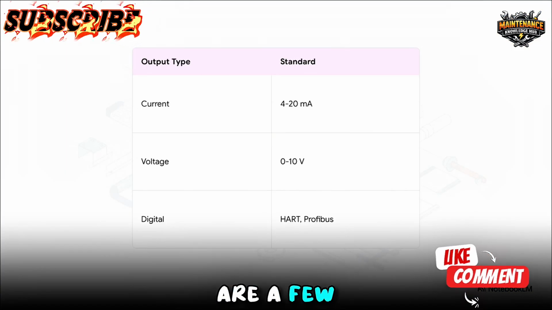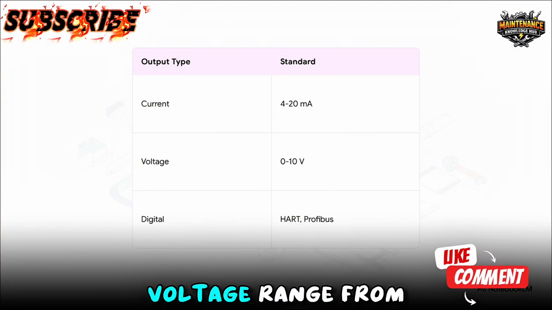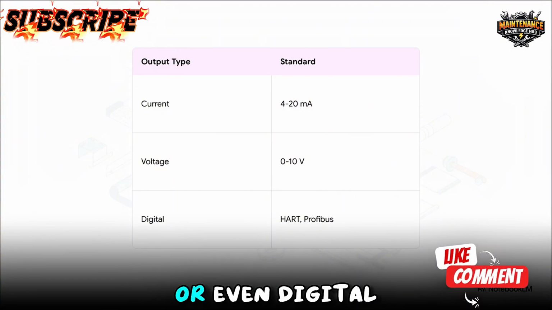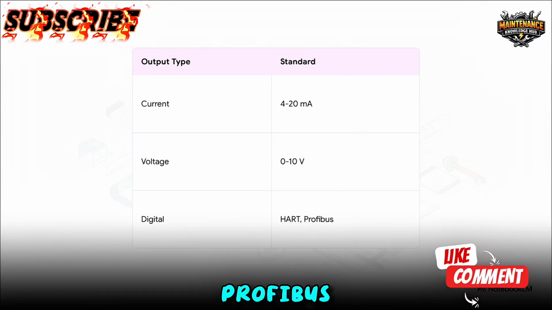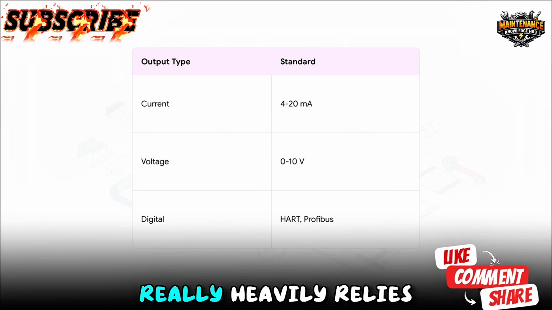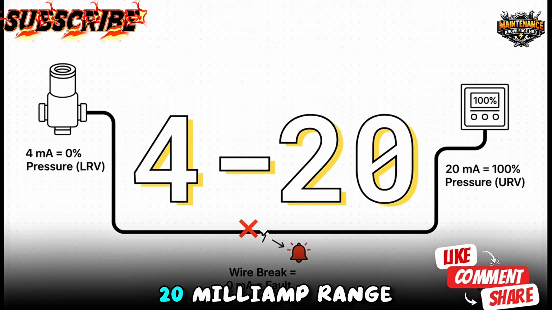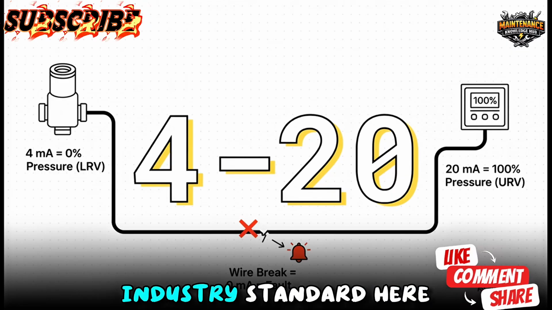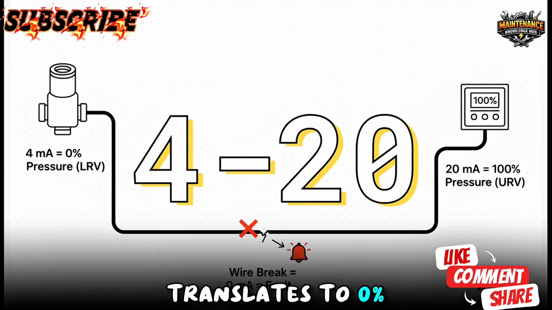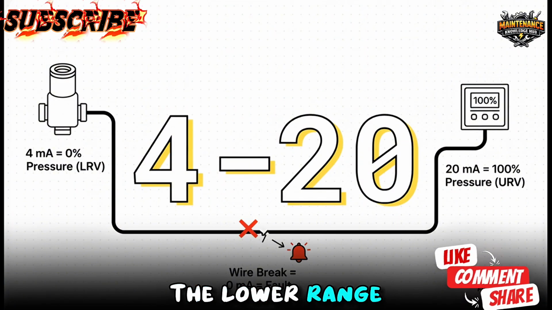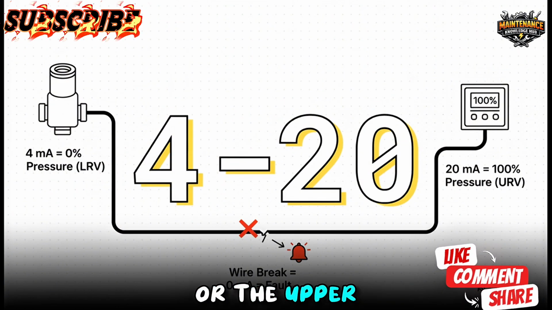Section 3. The 4-20 milliamp standard. Now, while there are a few different ways these transmitters can output their data, like using a voltage range from 0 to 10 volts, or even digital communication protocols like HART, Foundation Fieldbus, or Profibus, the industrial world really heavily relies on one specific current standard. The 4 to 20 milliamp range is the undisputed industry standard here. In this setup, 4 milliamps translates to 0% pressure, which we call the lower range value, and 20 milliamps represents 100% of the measuring range, or the upper range value.